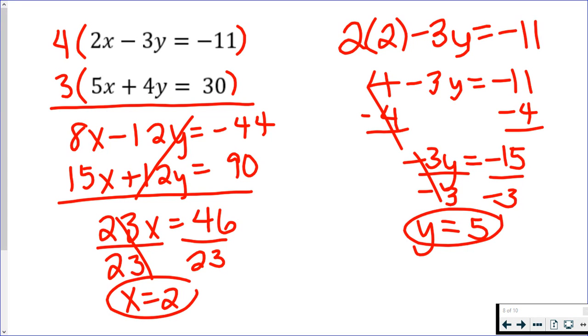And again, this could also be written as an ordered pair, where your answer would be 2, 5, or you can leave them separate as x equals 2 and y equals 5.